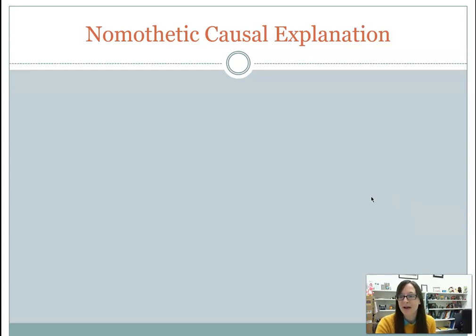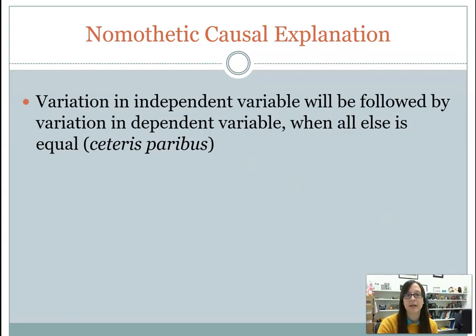Hi guys. Here I'm going to just be talking about the difference between nomothetic causal explanations and idiographic causal explanations. So when we're talking about causality, nomothetic causal explanations are the most commonly used ones, where we're saying when we have two variables that we think are related, then when the independent variable changes, that's going to be followed by predictable variation in the dependent variable.